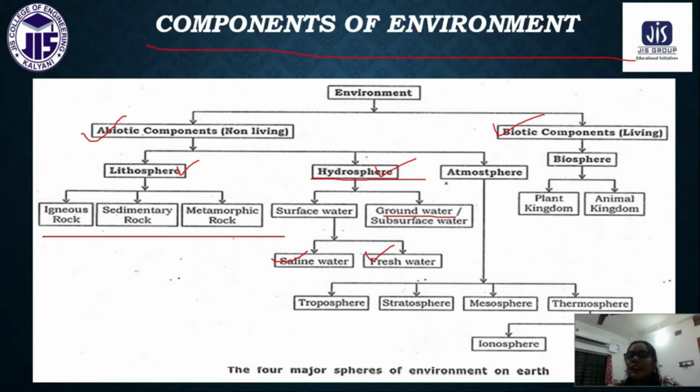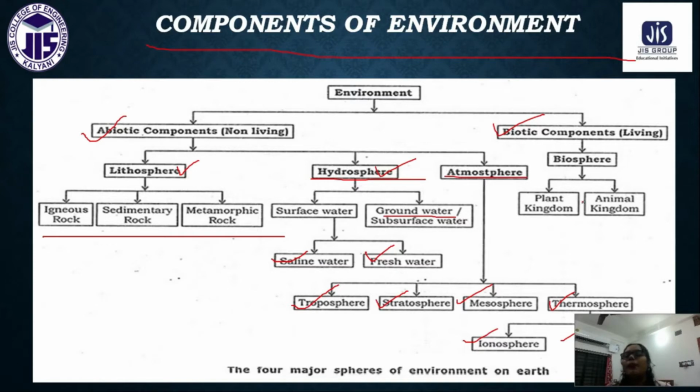Okay, next we have the atmosphere. The layers of the atmosphere are the troposphere, stratosphere, mesosphere, and thermosphere. Again, the thermosphere is of two types: one is the ionosphere and one is the exosphere. Okay, so these are some of the components of the environment.